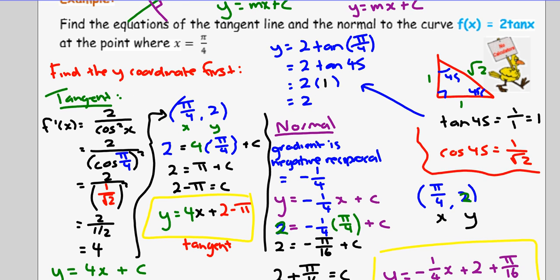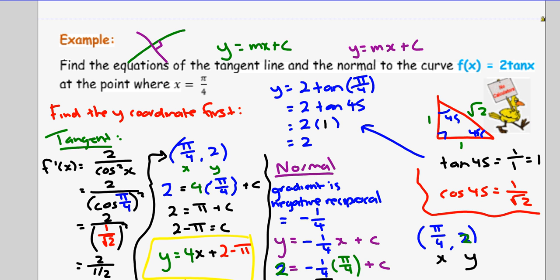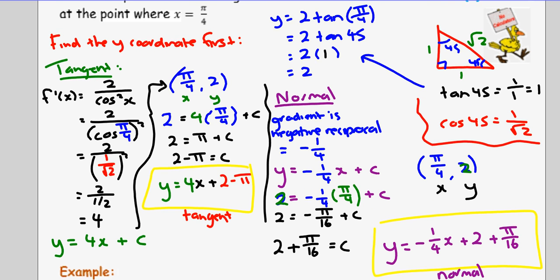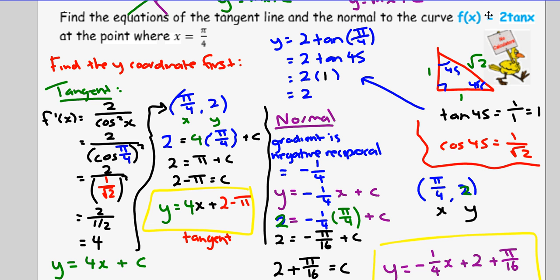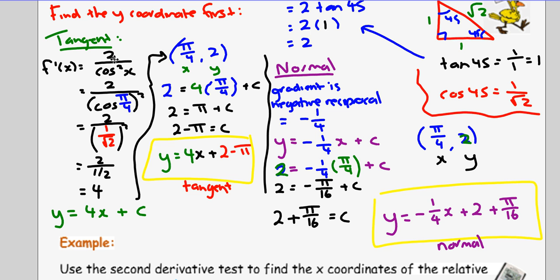Now to find the tangent, remember the tangent's a line in the form of y equals mx plus c. So we need to find the gradient, and then we're going to plug in the coordinate and the gradient to solve for c. To find the gradient, we need to find the gradient function. So we've got to differentiate 2 tan x. Remember, the derivative of tan x is 1 over cos squared x. So the derivative of 2 tan x will be 2 times 1 over cos squared x, which is 2 over cos squared x. And that's in the formula booklet, the 1 over cos squared x.